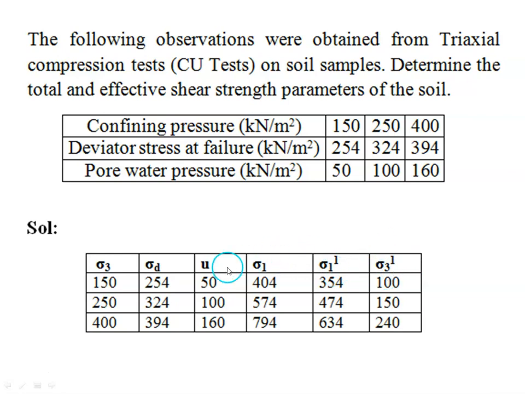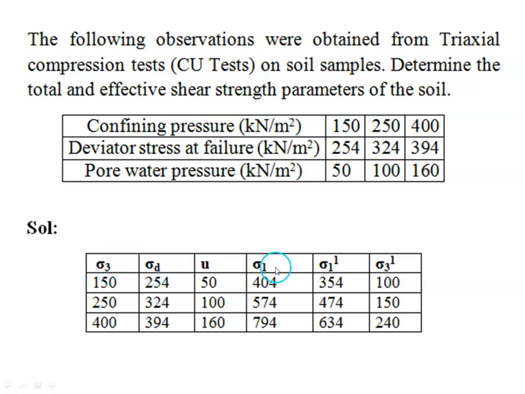Here the sigma 3 values are given, that is the cell pressure. Then the sigma d values are given, that is the deviator stress. Then the pore water pressure, U values, are given. So how do we find the major principal stress? Major principal stress is equal to deviator stress plus minor principal stress.